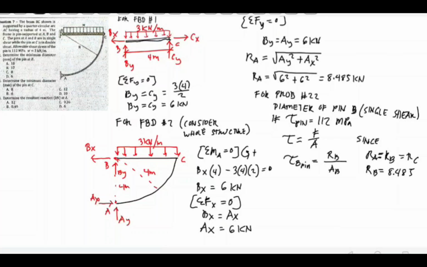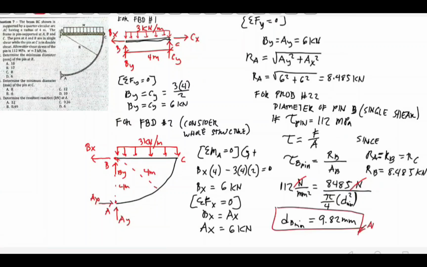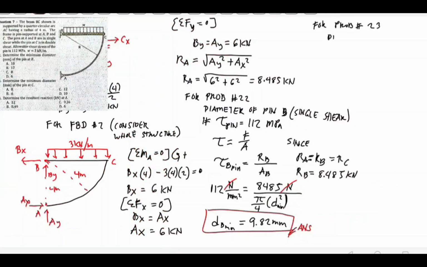Now, let us substitute the givens. We know that a megapascal is Newton per millimeter squared, so we convert 8.485 kilonewtons into Newtons to satisfy our equation. So, 112 Newton per mm squared equals 8485 Newtons over pi over 4 times the minimum diameter squared. We cancel the Newtons, so the remaining unit is mm. Then we calculate, and we get D equal to 9.82 mm. Answer.